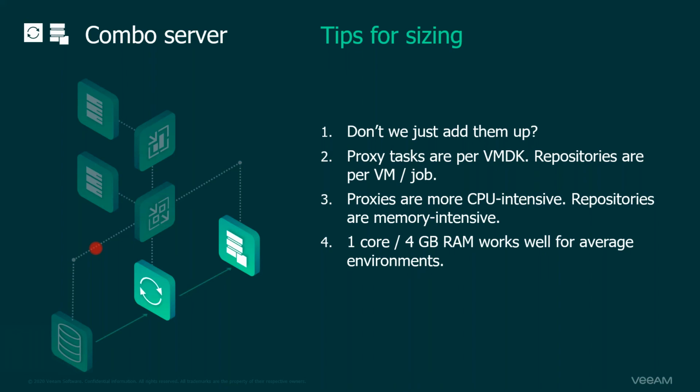What we actually do is say for every task, that's going to be 1 core, 4 gig of RAM. But what do I mean when I say task? Because a proxy task is based on the number of VMDKs or virtual disks, whereas a repository task is based off the number of backup chains that we're writing down. So when we're sizing a combo server, what we're actually going to say is 1 core, 4 gig of RAM per every proxy task. And that pretty much covers us on the repository requirements as well. So we don't need to do both those calculations and add them up. We can just say 1 core, 4 gig of RAM per proxy task.